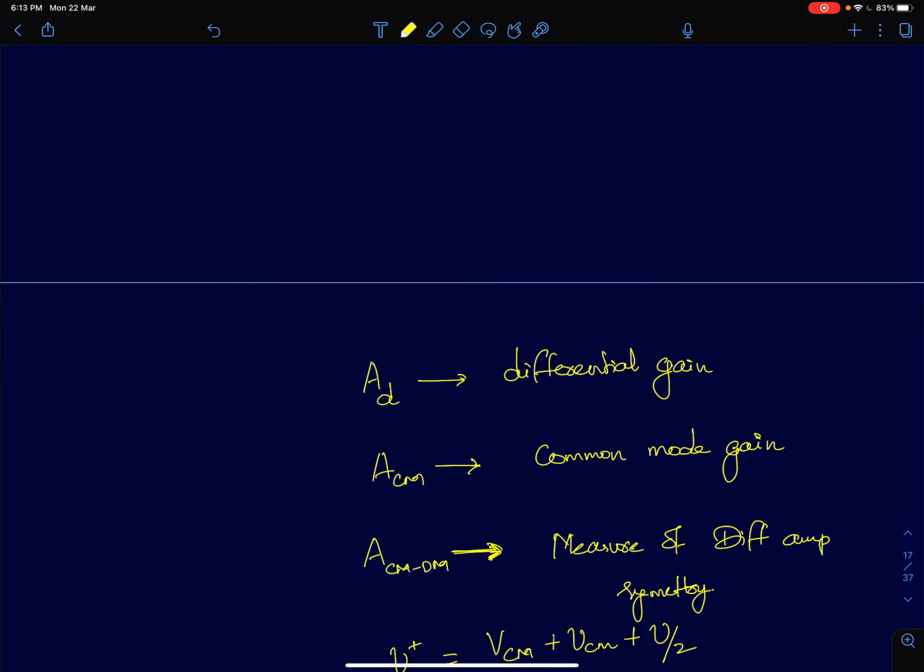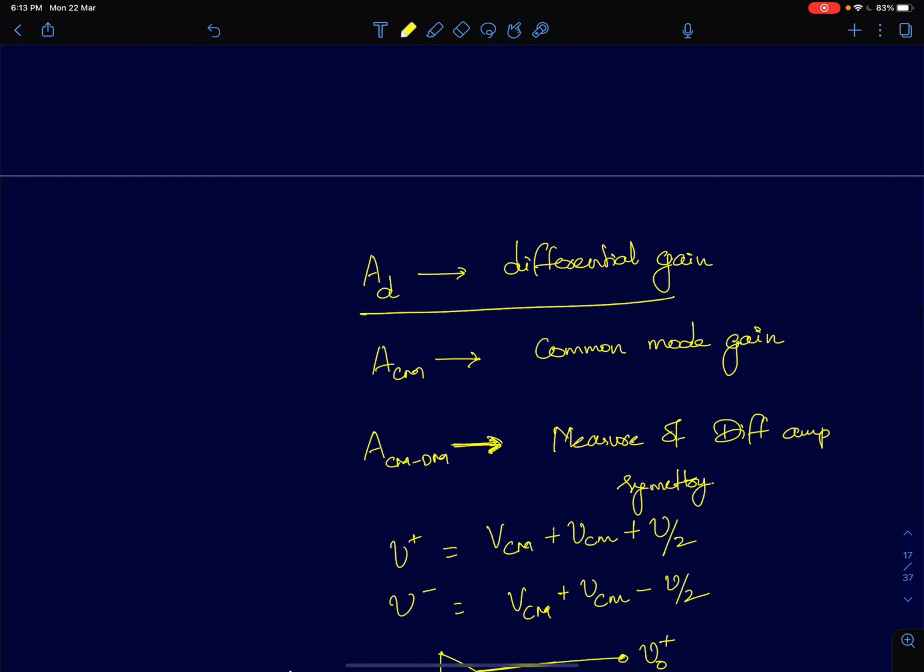The first one shown here is AD. It's the differential gain itself. I'll briefly explain it in a few moments. This is the actual gain of interest. Because your input signal is differential and the output signal is also differential, the ratio of output differential to input differential will be your differential gain.